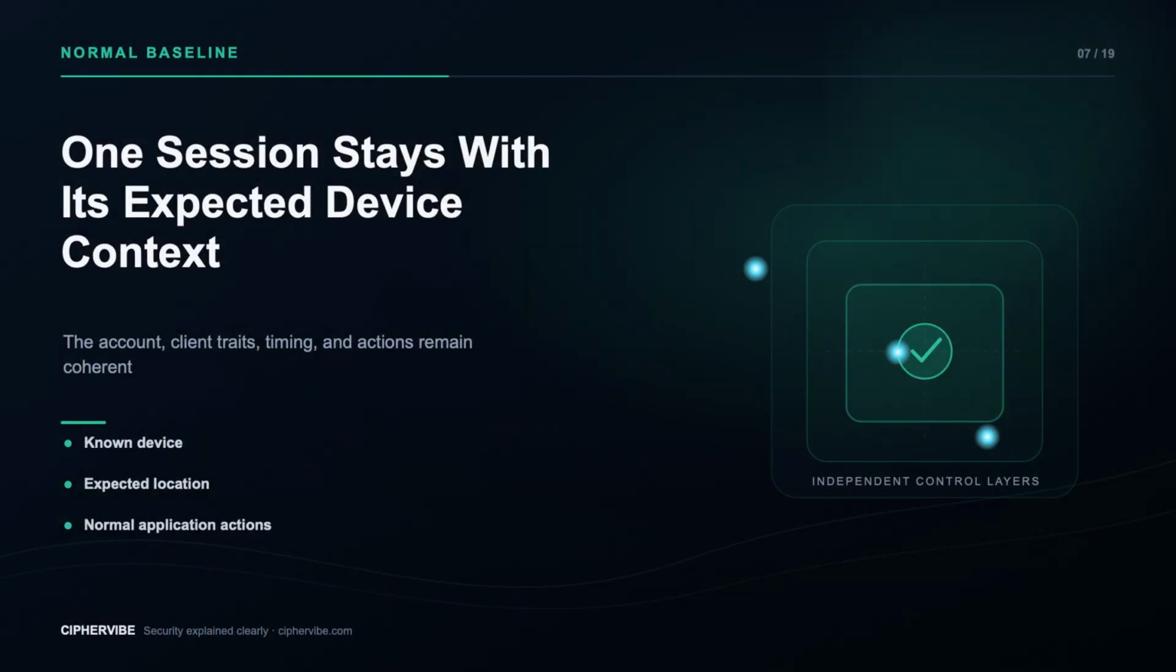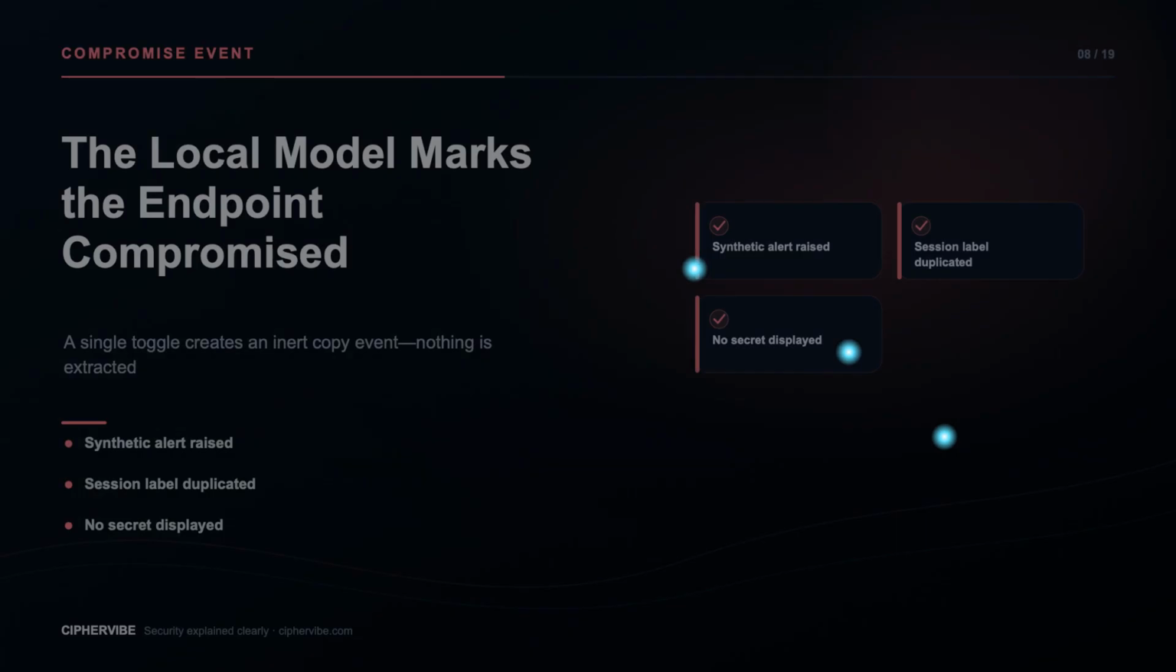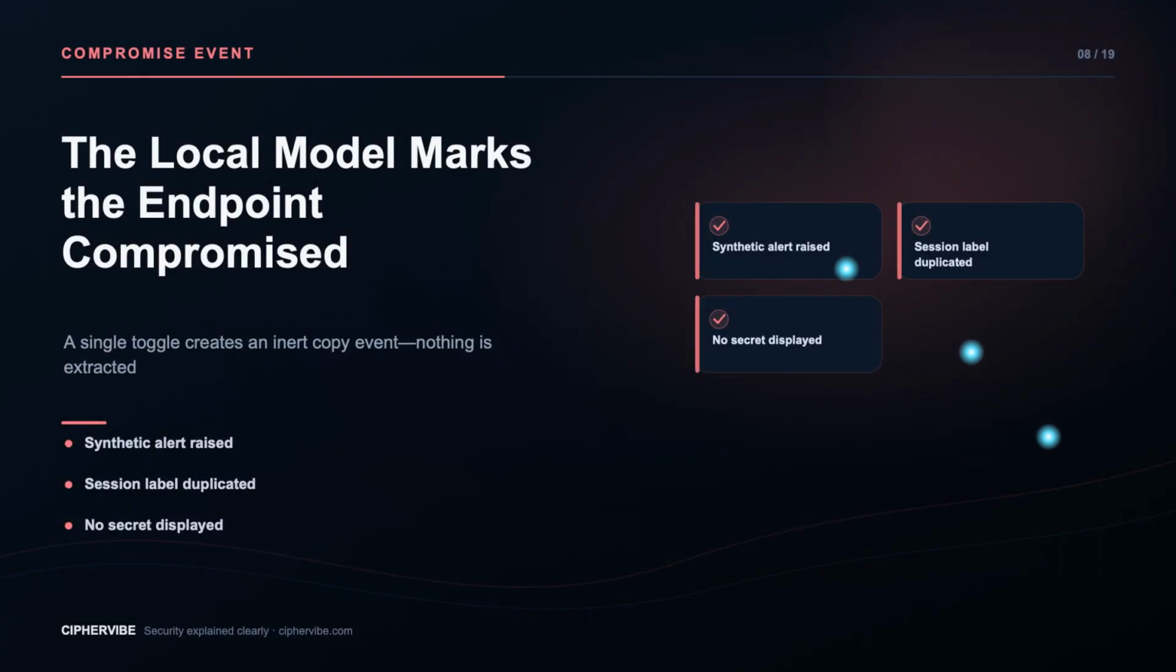The normal timeline starts after a successful fictional sign-in. Session A remains associated with a known device context, expected location, and normal activity. These signals are not permanent identity proofs, but together they provide a baseline for detecting a material change later. When the compromised toggle is selected, the simulator creates a second label called Session A copy and raises a synthetic endpoint alert. That is the entire demonstration.